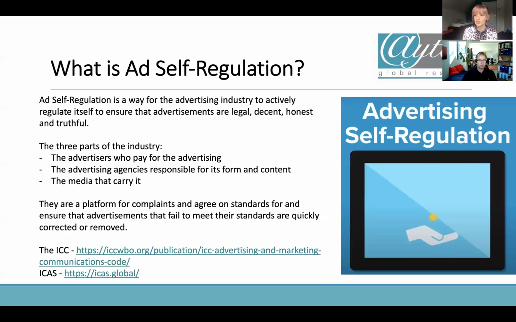So a couple of resources to think about. We've got the International Chamber of Commerce. They have a framework for self-regulation, and a lot of countries adopt that. About 52 countries worldwide have adopted that now. So it's a really good place to start if you're not sure about what the codes of conduct are, or you're not sure about where you're advertising your product. You can have a look at that framework and get a really good idea of the general overview of what kind of regulations you should be looking at and how your adverts should be portrayed. There's also ICAS, which is the International Council for Ad Self-Regulation.